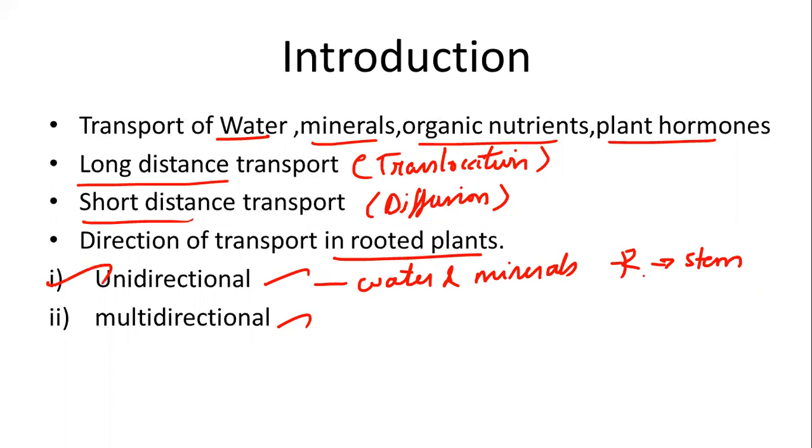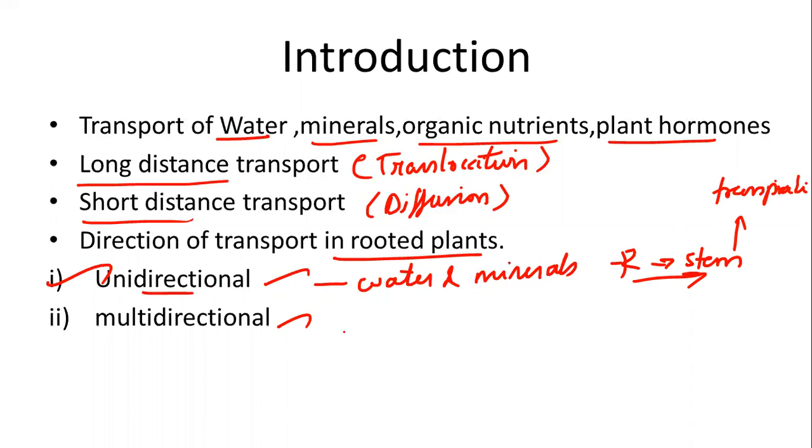That means once the water moves from root to stem, it won't come back to the root. If there is an excess of water, then that will be transpired. So in any case that water will not come back to the root. That is called unidirectional.